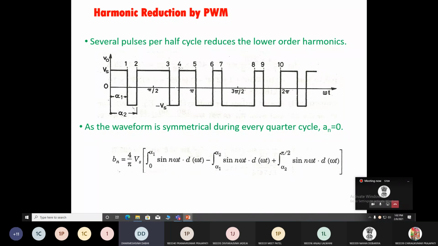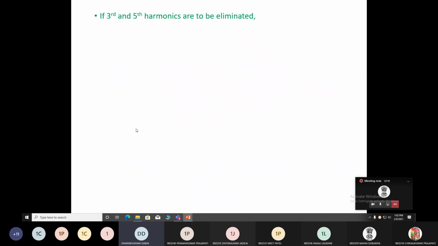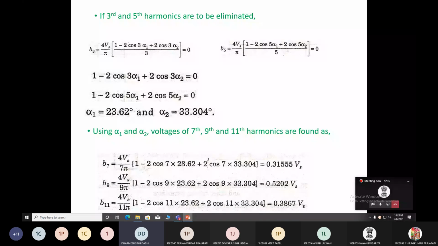In the same way, if you want to remove the fifth and seventh order harmonics, make the B5 and B7 components of your Fourier analysis 0 for particular angle values and find out alpha 1 and alpha 2. Based on that you can remove the harmonics. This is the mathematical method by which you can reduce the harmonics in the inverter output voltage. Based on that you set the gate pulses which you provide to the thyristors in your inverter. Clear? So this is the first method.